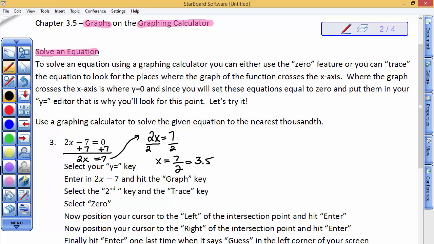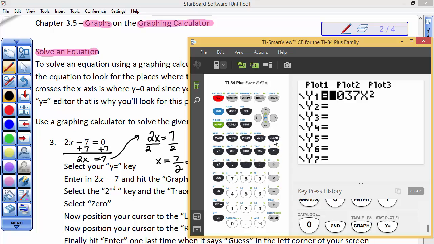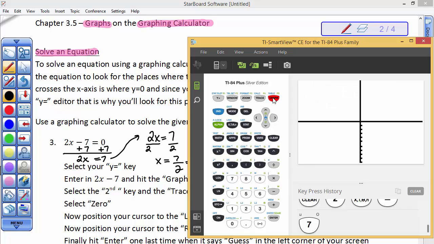I can do this in a different way using my graphing calculator, and I can select my y equals key on the graphing calculator and enter into the first equation 2x minus 7 and then hit the graph key. So let's see what that does for us. Remember, this is not 2x minus 7 equals y, it's 2x minus 7 equals 0, but I'm still going to put 2x minus 7 into my graphing calculator. Now, I could graph 2x minus 7 by hand, but I'm going to go ahead and put in 2x minus 7, and I'm going to hit the graph key using a standard window.